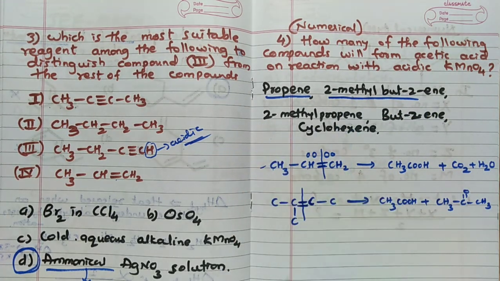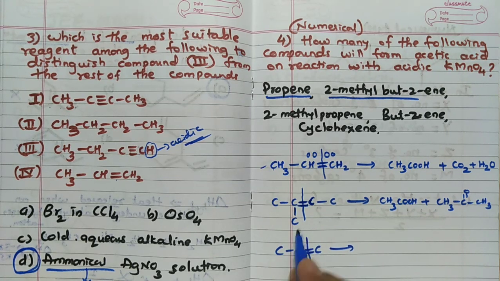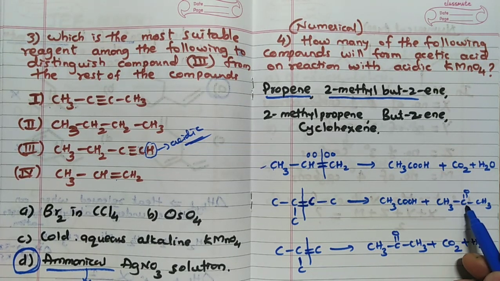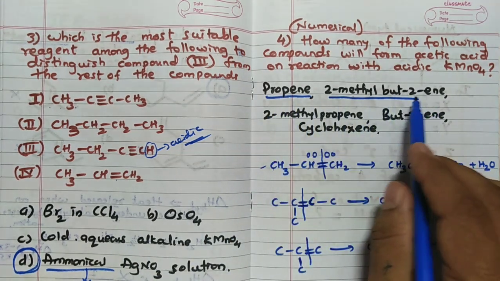Then 2-methyl-propene we will take. 2-methyl-propene it is, double bond. Right? Now cleavage is here. Cleavage is here means in between, it's the same thing, the same product you are going to get. That is CH3 C double bond O CH3 plus CO2 plus H2O. Remember, in this particular case also you are going to get this one, not acetic acid. Hence this is not the answer. 2-methyl-propene only, and I have underlined which is possible.